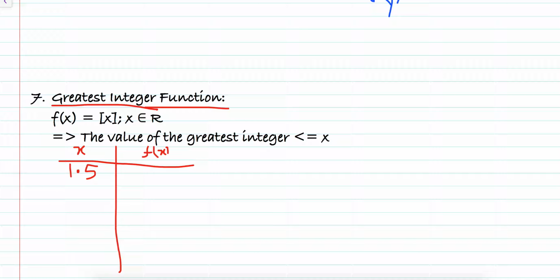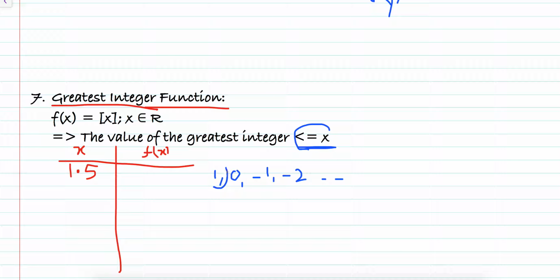So if x is 1.5, then we have to find the greatest integer, but it should be less than or equal to x. So what are the integers which are less than or equal to x? These will be 1, which is less than 1.5. We cannot take 2, 3, 4, 5 because these are more than 1.5. So 1, 0, -1, -2, and all other negative integers. So the greatest among these integers is 1.